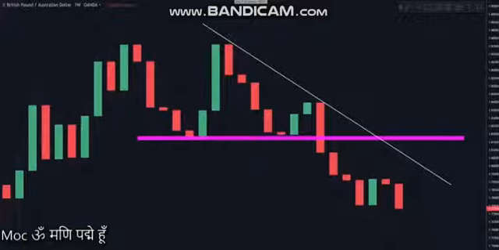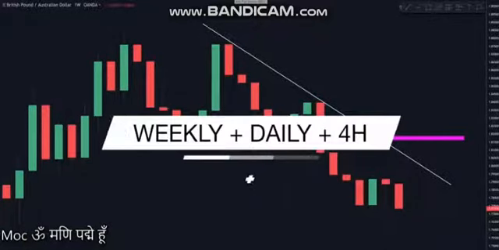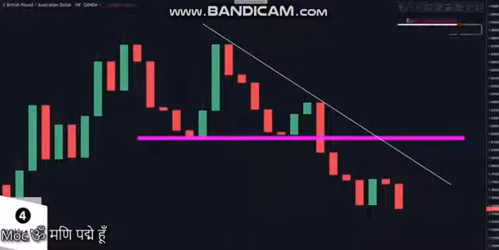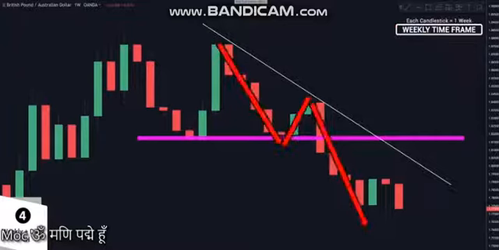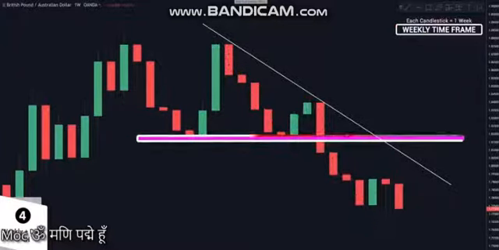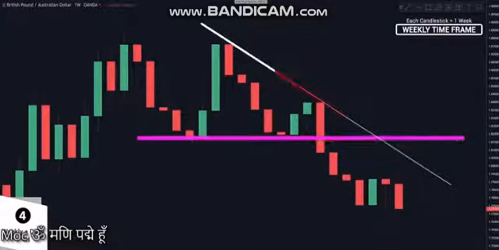Now, this is where we introduce true top-down analysis. We will be using 3 timeframes, starting from the weekly to the daily, then to the 4-hour time frame. So starting with the weekly, we were in a clear moving downtrend. Here was the weekly support turned resistance. Here was your trend line. Here was your access point.